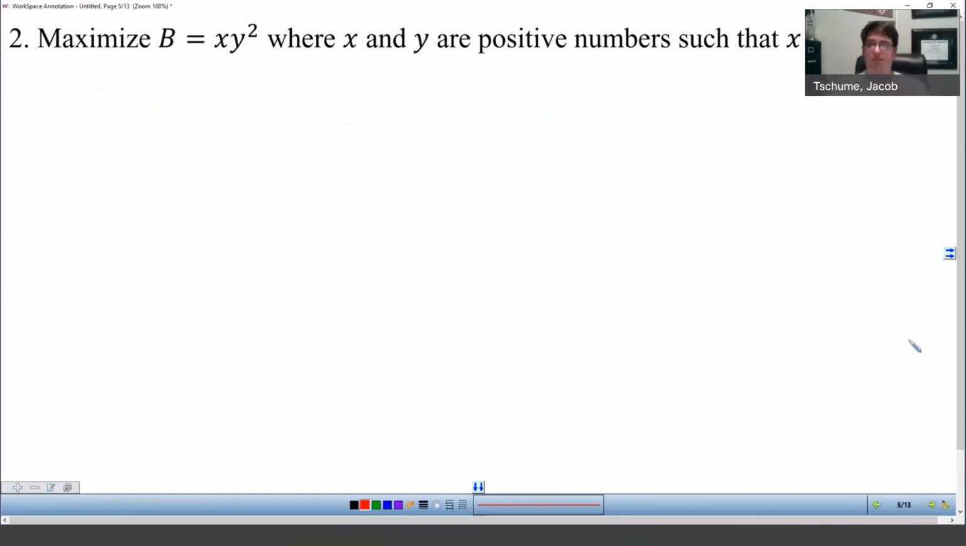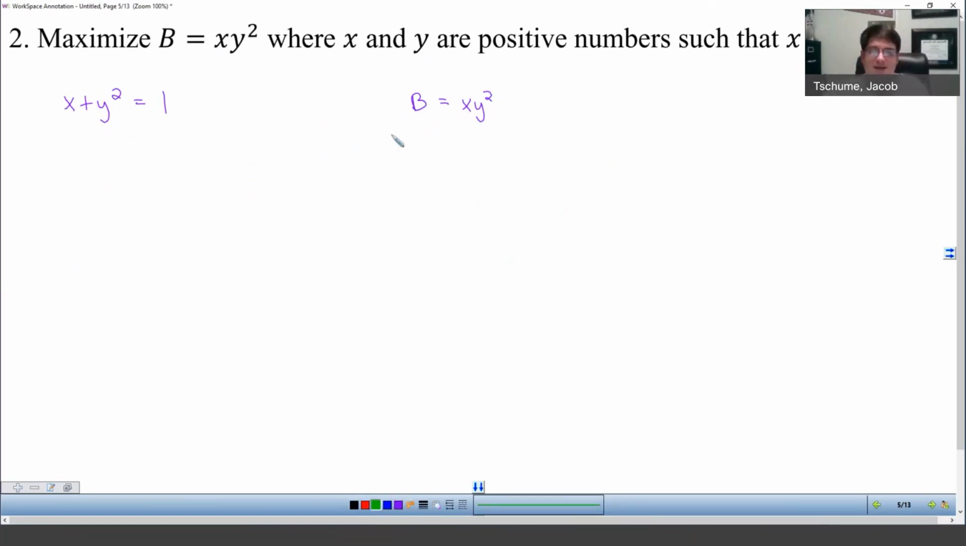All right, let's look at a second one. I would like you to maximize the equation b equals x times y squared, where x and y are positive numbers such that x plus y squared is 1. So to write these in the same form we had a minute ago, I know that the following equation has to be true. I know that x plus y squared must equal 1. And they called it b this time, but we don't treat this any differently. We're trying to maximize the equation x times y squared.